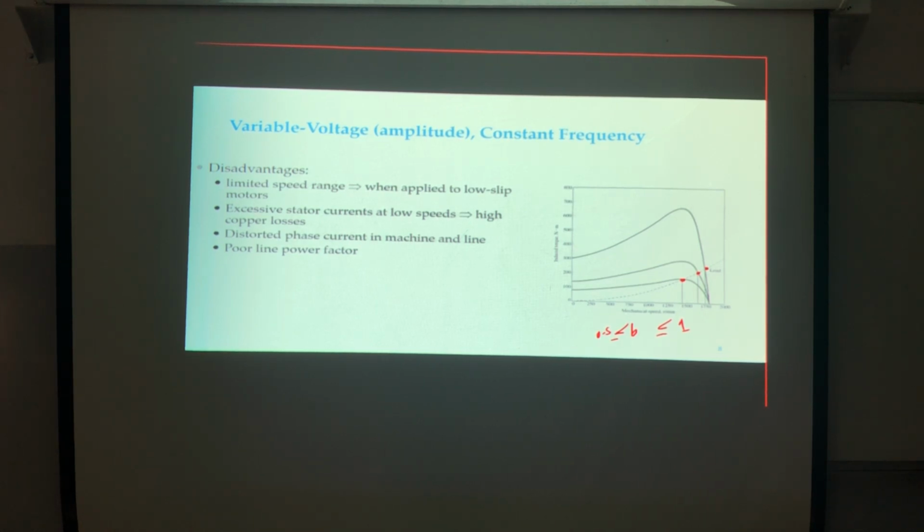So the first thing, as we said, is that we have a limited speed range. The second thing is that at low voltage we will have high starting current. If we have high starting current, this means that we have higher copper losses. And the other thing, if we are only using the stator voltage control, then the power factor of the machine will be poor, and in the end the shape of the current will be distorted.